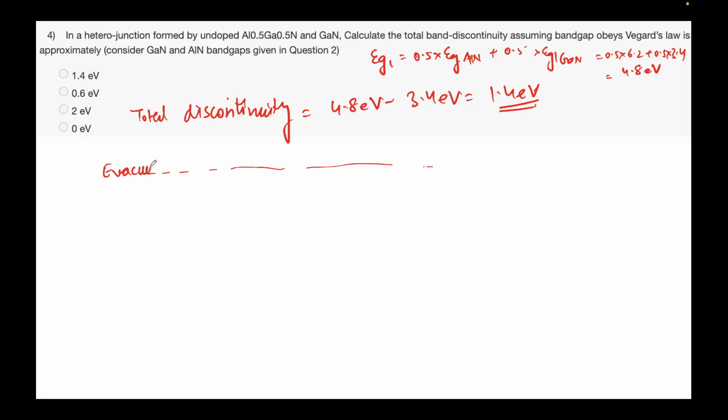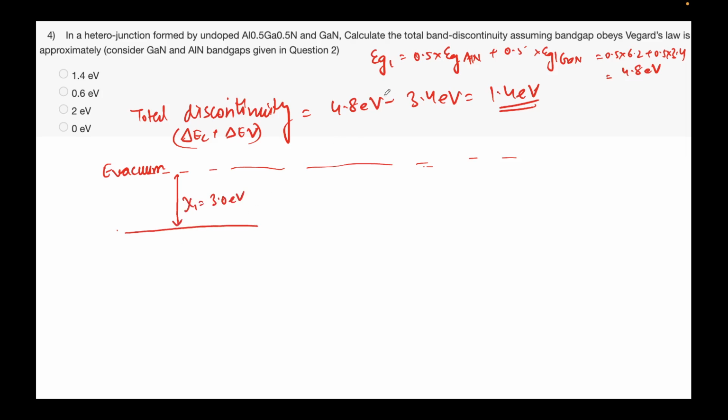E vacuum. This is actually due to delta EC plus delta EV. This means the jump in the conduction band and the jump in the valence band, which we'll try to determine. Okay, so we have been given that the electron affinity for aluminum nitride is 1.9. I'll simply apply Vegard's law to get that the electron affinity will be 3.0 eV.